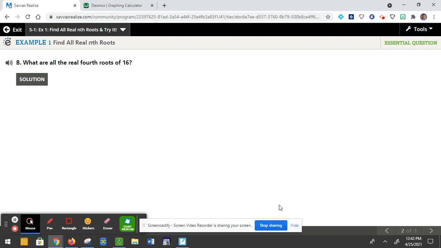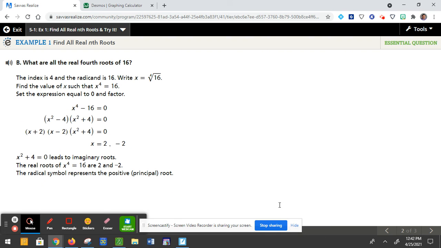So how about fourth roots? Specifically, this one's the fourth root of 16. So we would write it x is equal to the fourth root of 16. If you set the expression equal to 0 and you factor, you end up with x to the fourth minus 16 equals 0. It is a difference of squares, and you get x squared minus 4 times x squared plus 4. x squared minus 4 can factor again, because that is still a difference of squares, and you get x plus 2 times x minus 2 times x squared plus 4 is equal to 0. From the x plus 2, you get negative 2, and from x minus 2, you get 2.